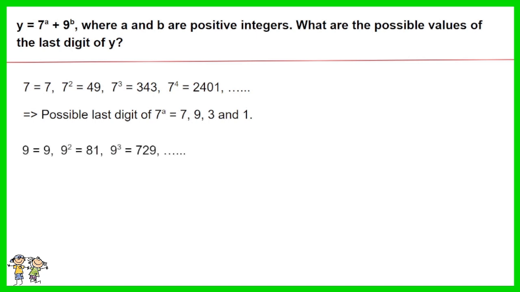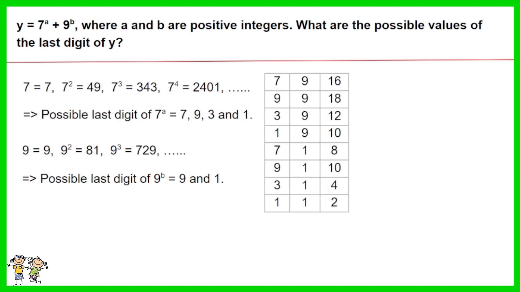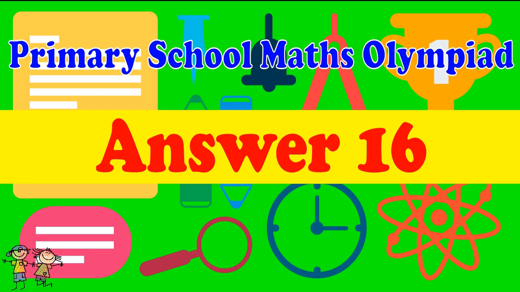9 to the power of 1 is 9. 9 to the power of 2 is 81. 9 to the power of 3 is 729. The possible last digits of 9 to the power of B are 9 and 1. Add up the possible last digits for 7 to the power of A and 9 to the power of B as shown on the table. Thus the possible last digits of Y are 6, 8, 2, 0, and 4. Answer for question 16.